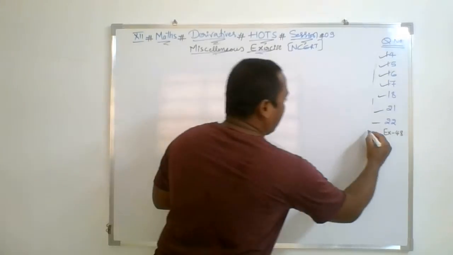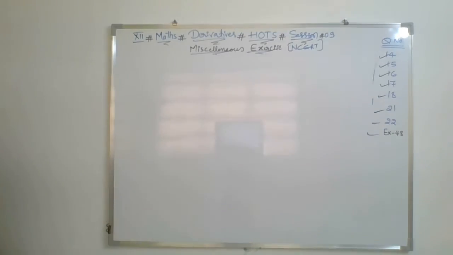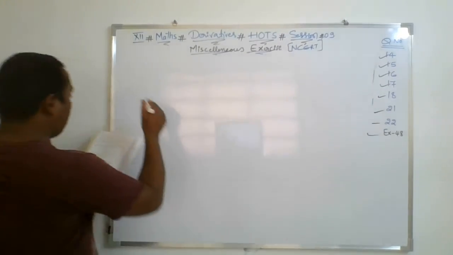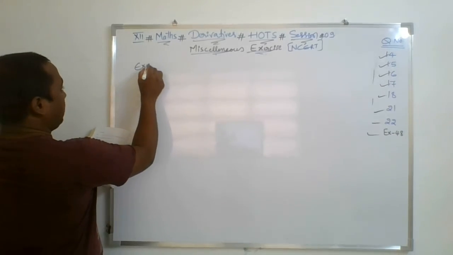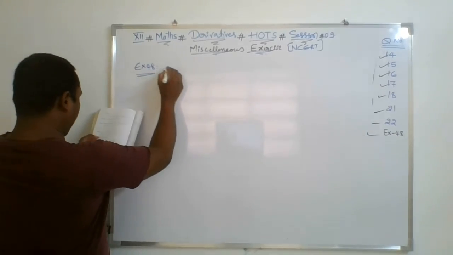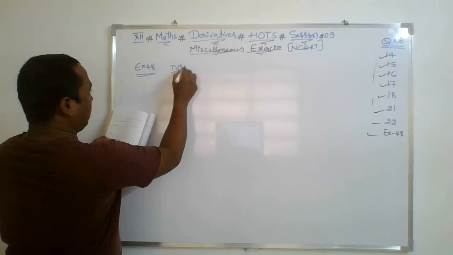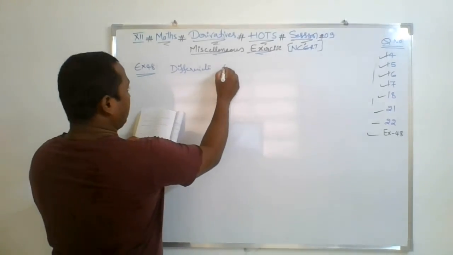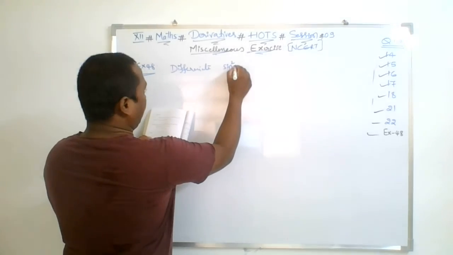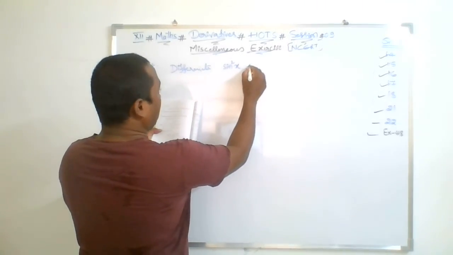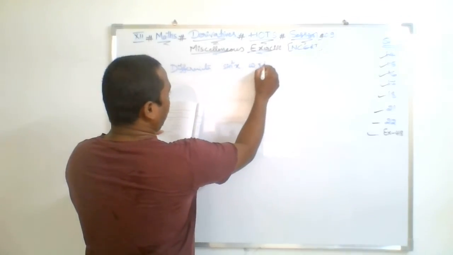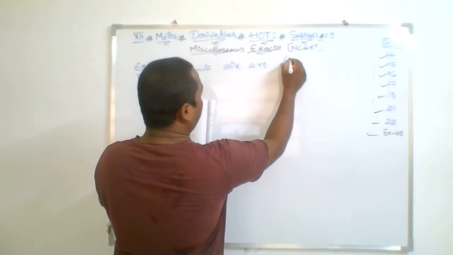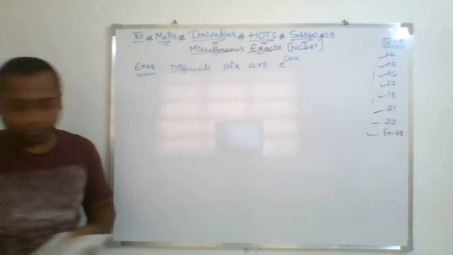This is example number 48. What is this? See here, example number 48 says differentiate sine square x with respect to e to the power of cos x.